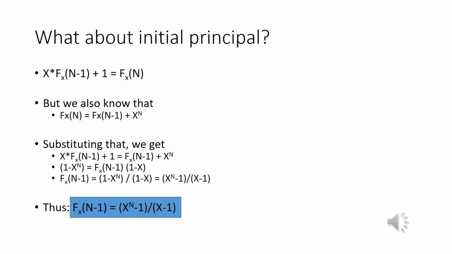So with both these relationships, if we solve it, what we get is f of n minus 1 is equal to x power n minus 1 divided by x minus 1. You can see the derivation here. I'm not going through the details, but it's fairly simple to follow.